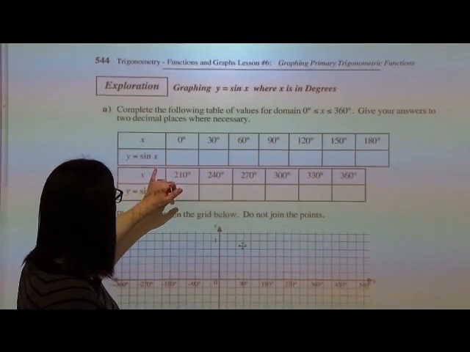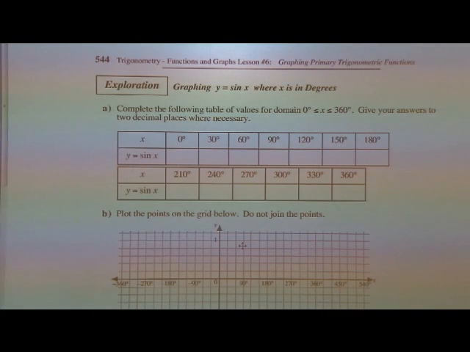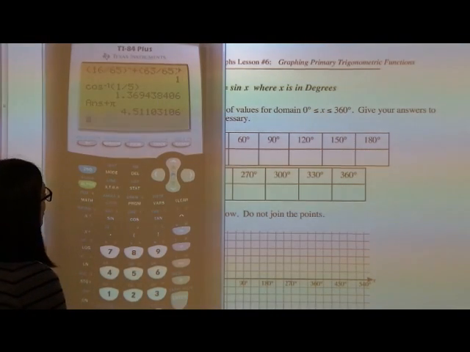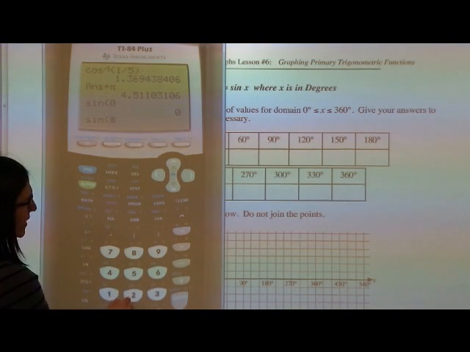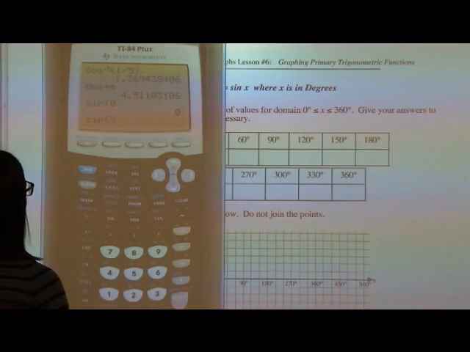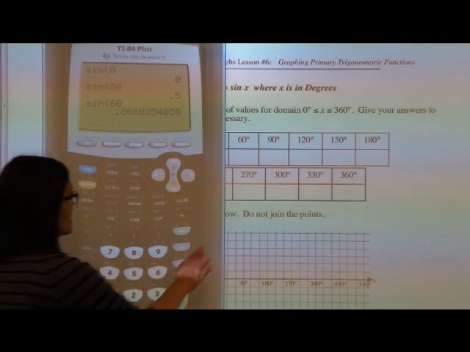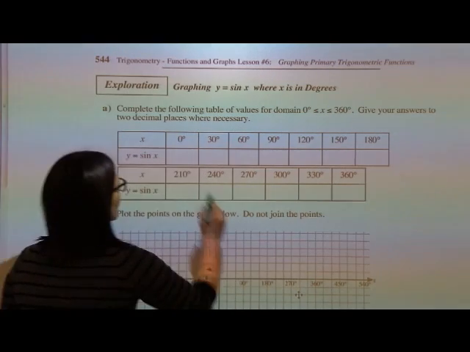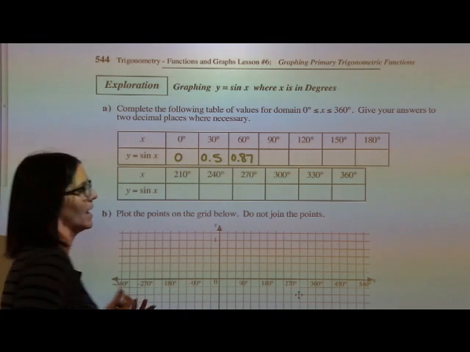And then what we're going to do is write in the values from 0 degrees to 360 degrees to 2 decimal places. So sine 0, sine 30, I think is the next one. Yeah, every 30 degrees. So sine 30, I get 0.5. Sine 60, I get 0.8660, so then I would record that one as 0.87. So I've got 0, 0.5, 0.87, and on and on.